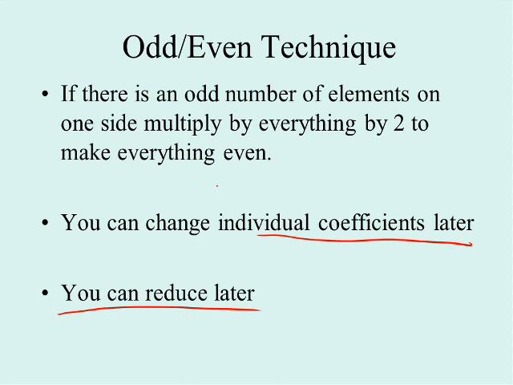And by reducing later, what I mean is if you have something such as 8x plus 6y goes to 12xy, and that's not balanced, but this is for argument's sake, if we can reduce by 2 here, we can divide everything by 2, so that will change this to a 4, a 3, and a 6.